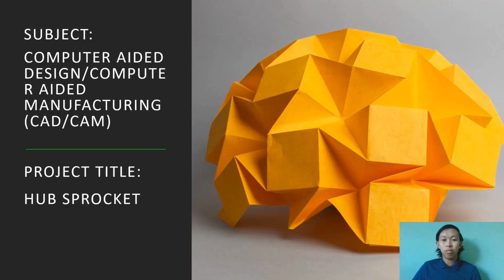Our title is HUB SPROCKET. HUB SPROCKET is a mechanical component. It's a component part to put on a motorcycle, with the Y15 model from Yamaha.